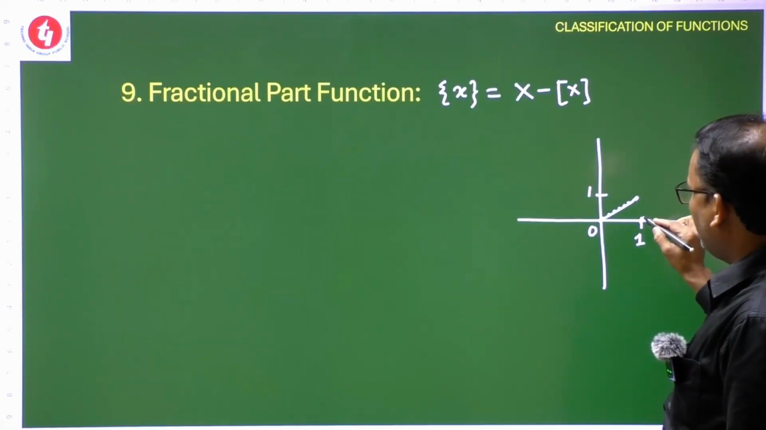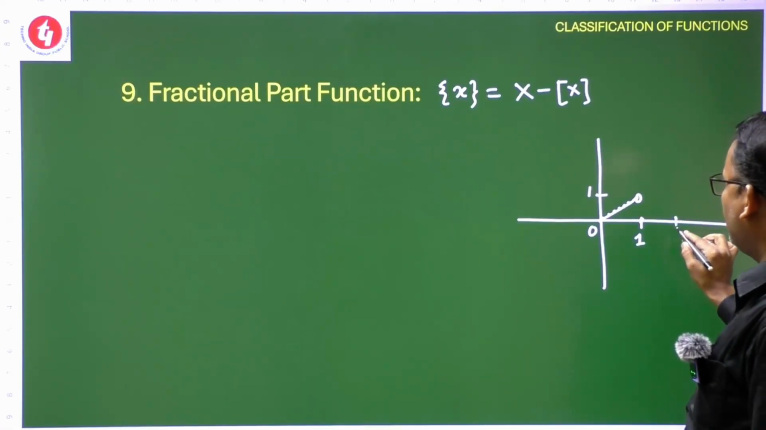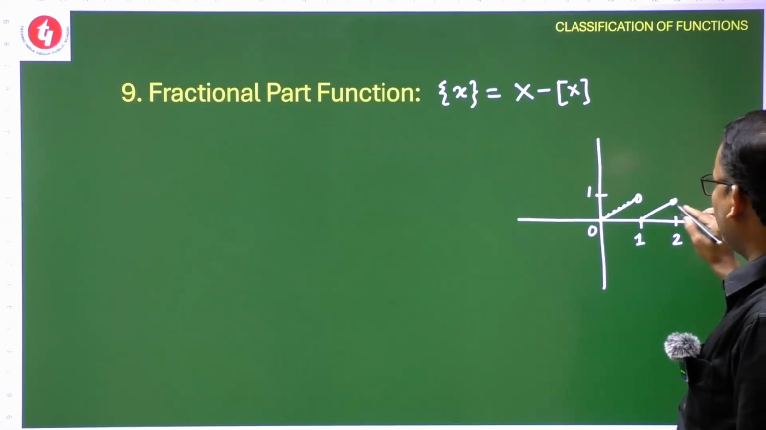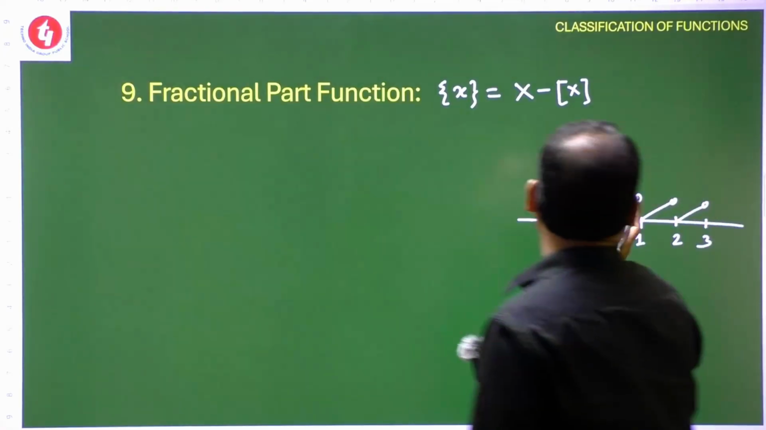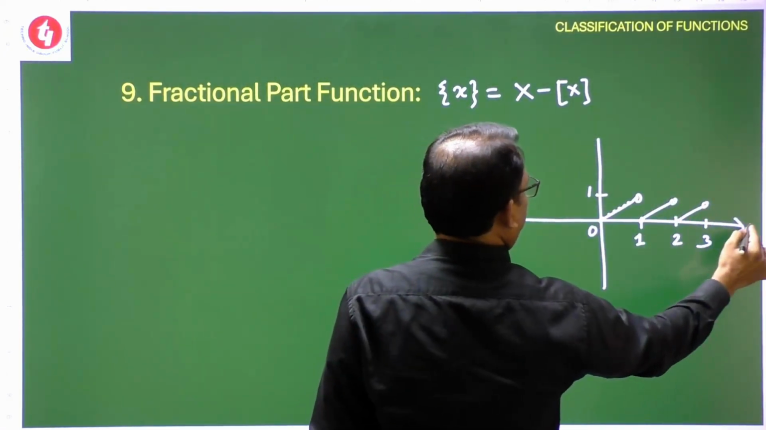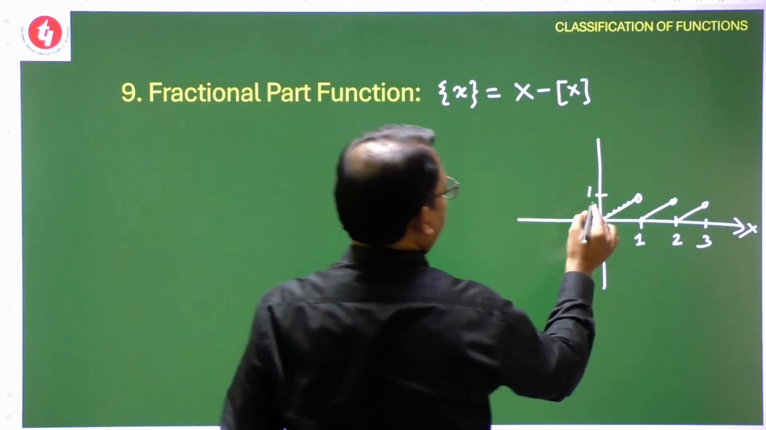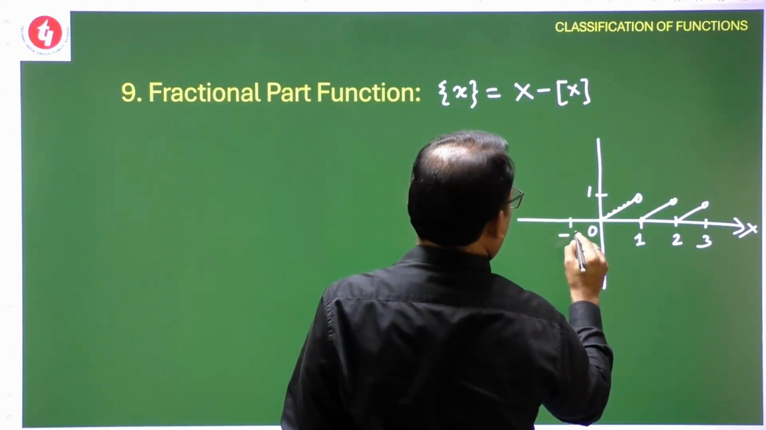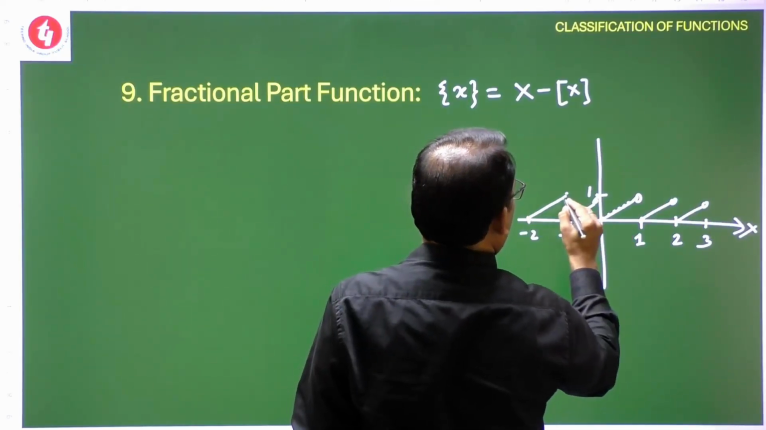So at the point 1, it is 0. Other than 1, the curve will look like this. The same happens from 1 to 2, and the same from 2 to 3, like this. So it makes a 45-degree angle with the positive direction of the x-axis, and it cannot reach the value 1. Every time it is positive. For minus 1 to 0, it will look like this, and minus 2 to minus 1, it will look like this.